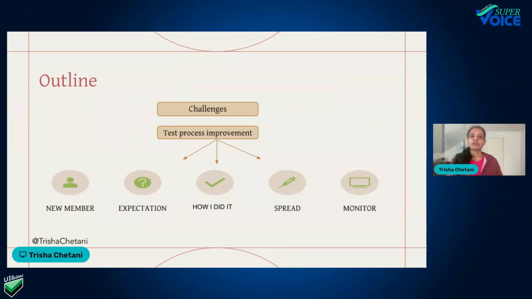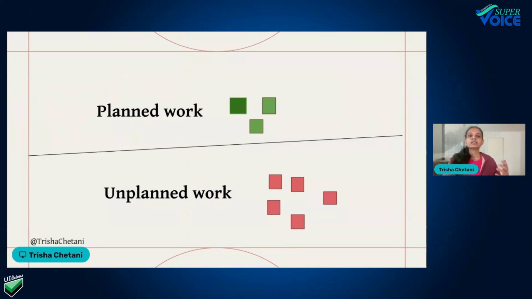I would explain in this talk the test process improvement as a collaborative process in the team. How did we turn around and become more inspired to do more? I'll start with some of the challenges.